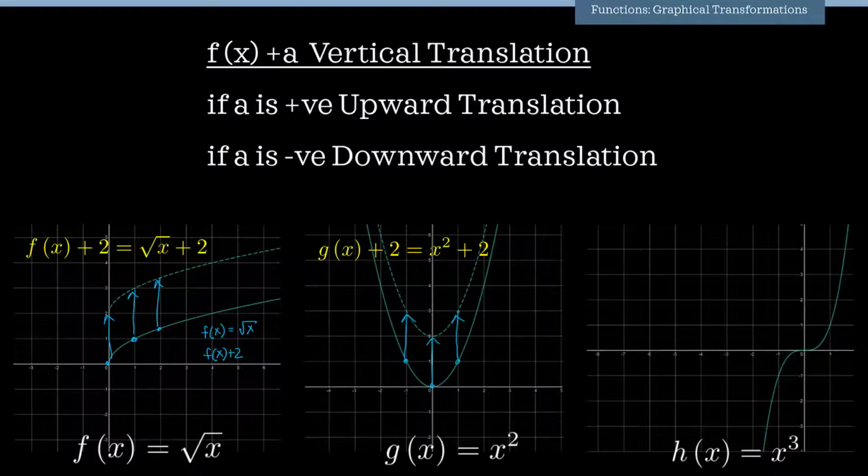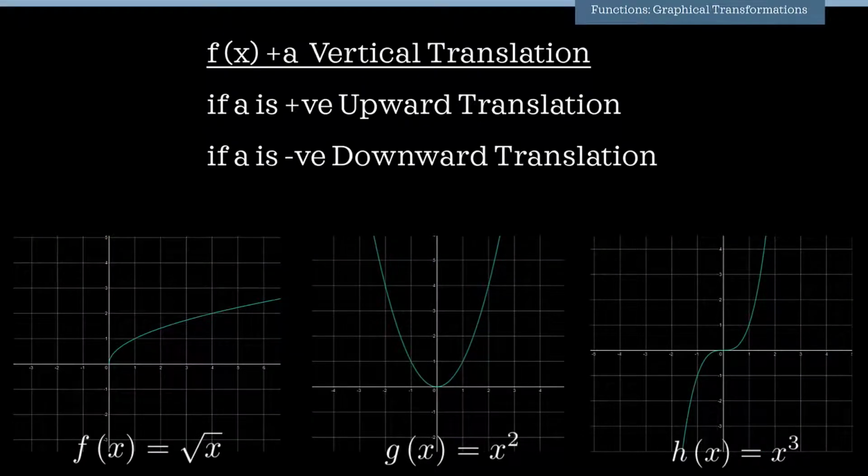The reason this happens is because f of x we can write as y. And if I'm adding some constant to f of x, it means I'm adding a constant to y. So the value of y is increasing. The next function I have over here is h of x, which is x cubed. And the graph of the transformation h of x plus 2 is going to look like this.